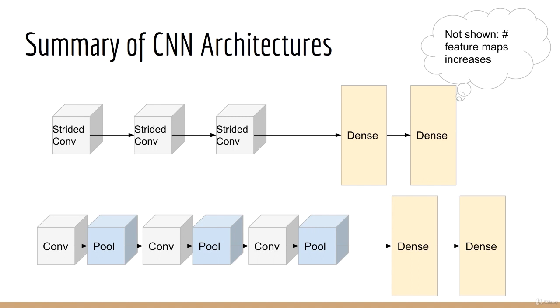So to summarize, the convolutional part of our convolutional neural network now looks like this. We can have a series of strided convolutions, all with approximately the same filter size, with increasing feature maps at each layer. Or we can have a series of convolutions followed by pooling, again all with approximately the same filter size, and with increasing numbers of feature maps at each layer.